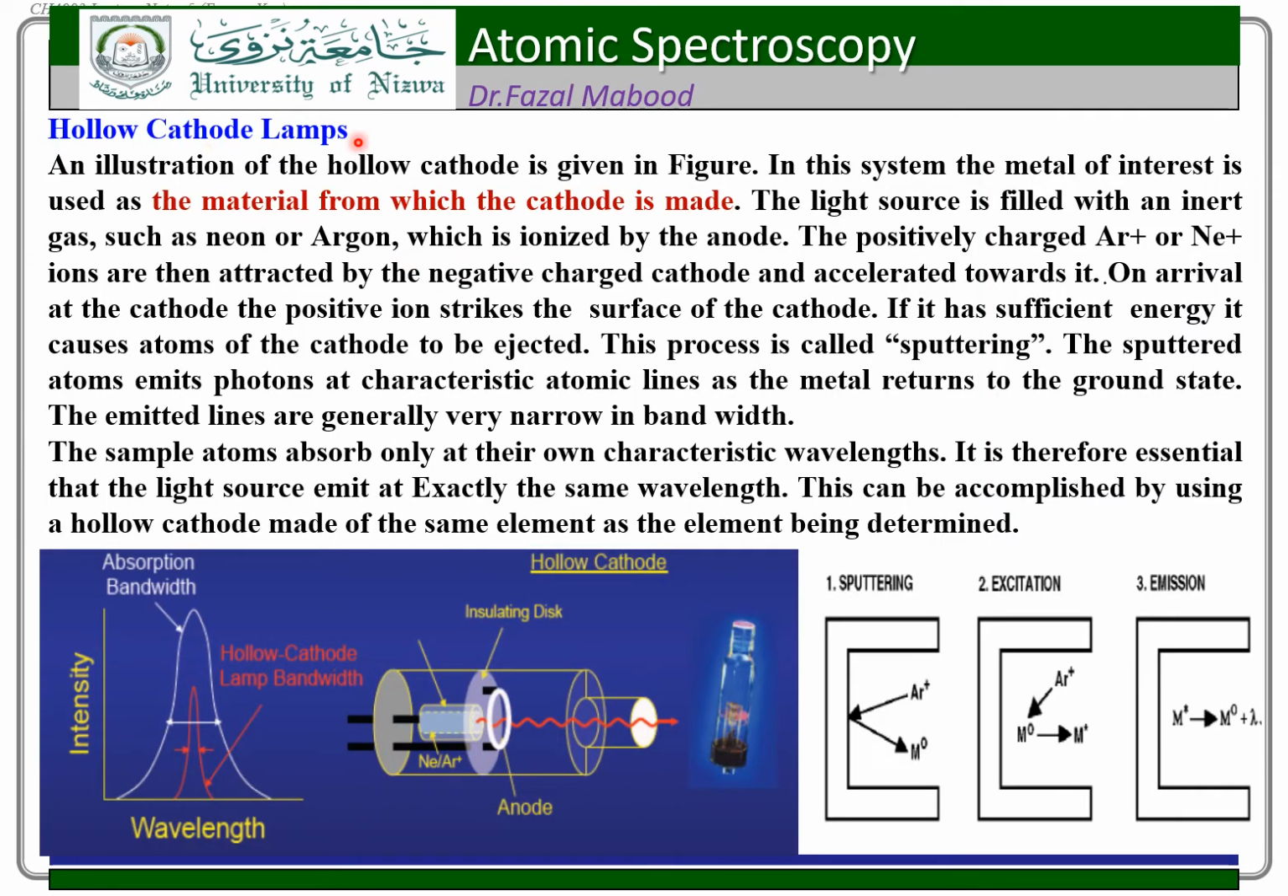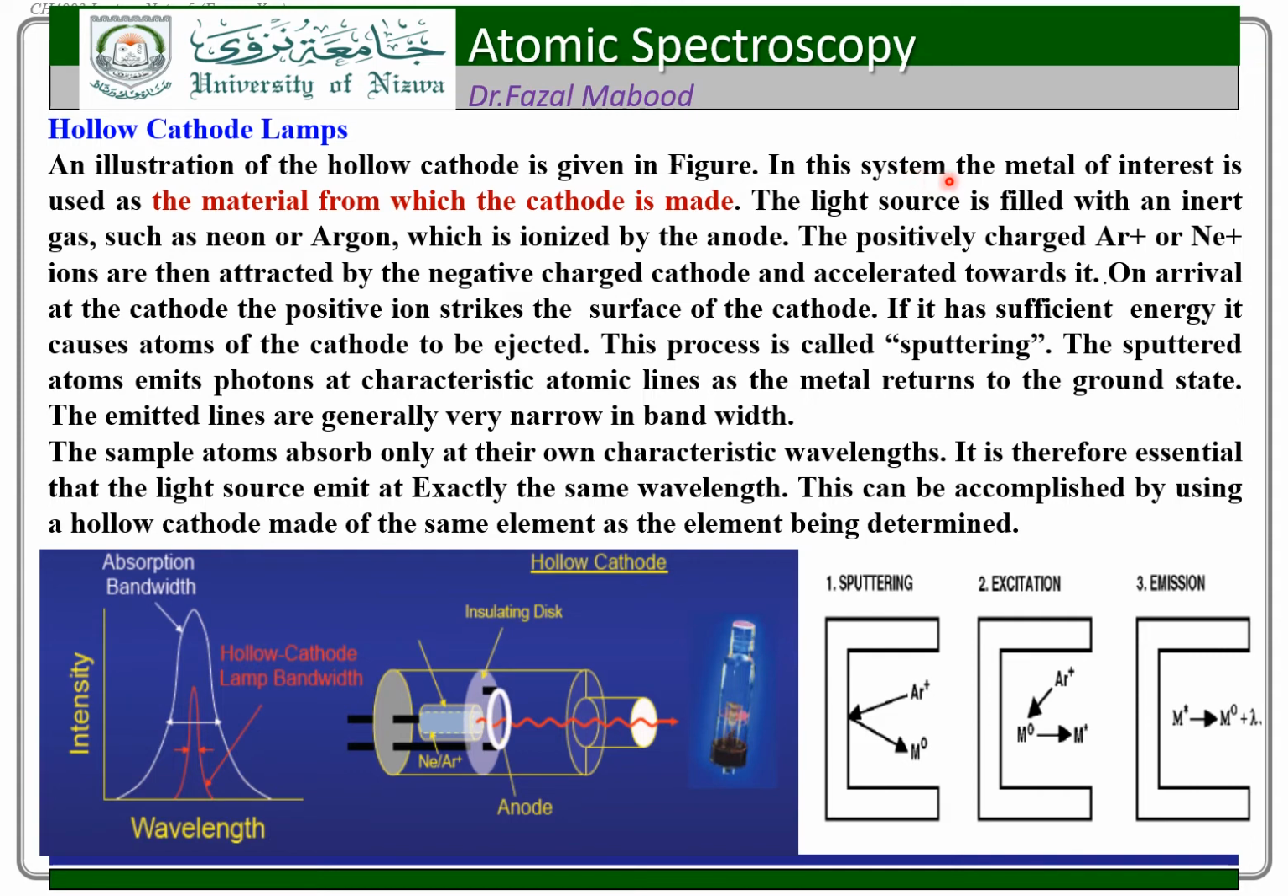Hollow cathode lamps. These are the most popular lamps that we are using in atomic spectroscopy. In this diagram, you see the hollow cathode lamp. Here you see this is a glass tube. Inside the glass tube, here is the hollow cathode, and here this is the anode. An illustration of the hollow cathode lamp is given in a figure.